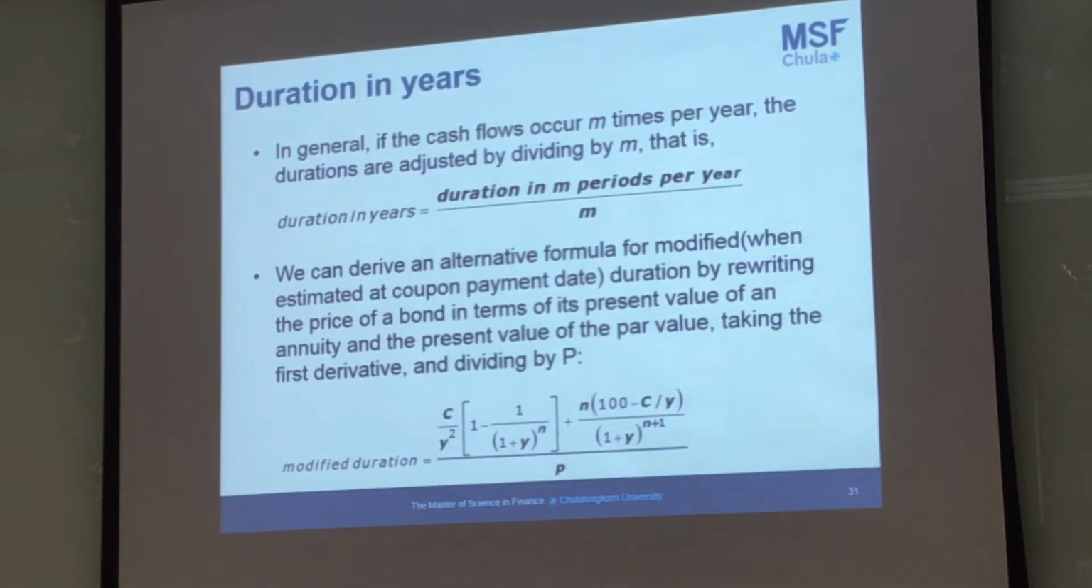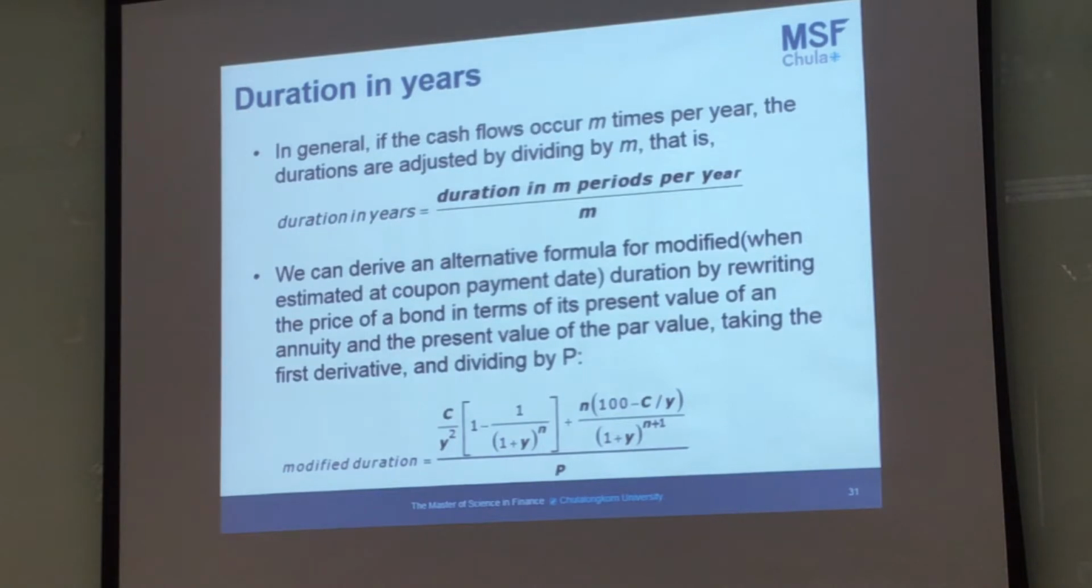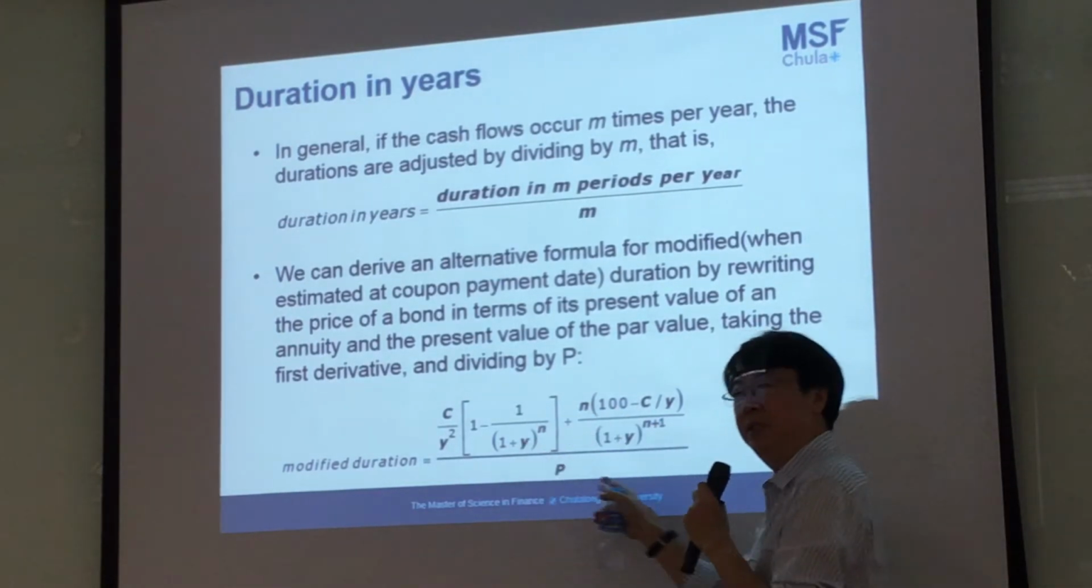Still, we cannot yet apply the idea of duration to estimate the change of the bond price. Okay, so it's one more step. In order to estimate the change of the bond price, we use the change of the yield. This just provides some more detail about how to convert the duration from half year to the duration in year. And this is just another formula.